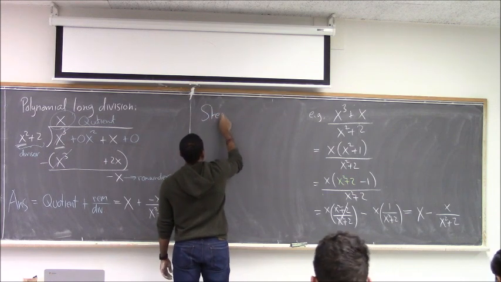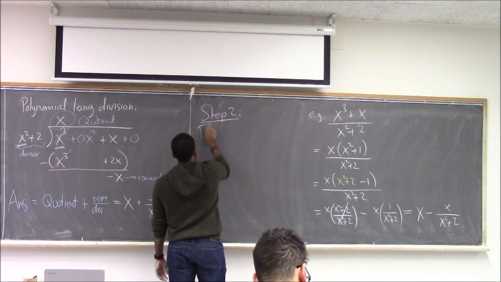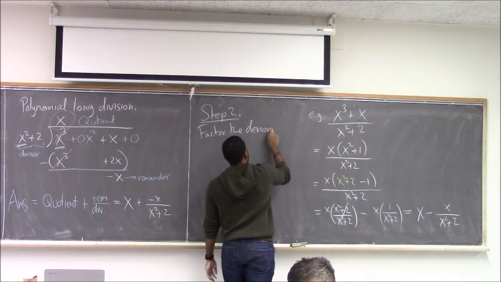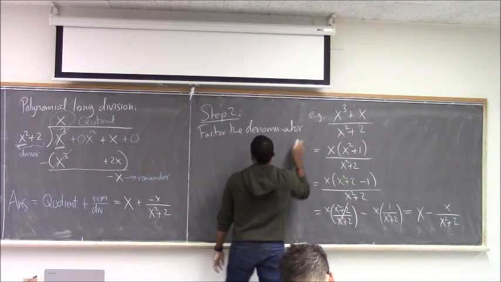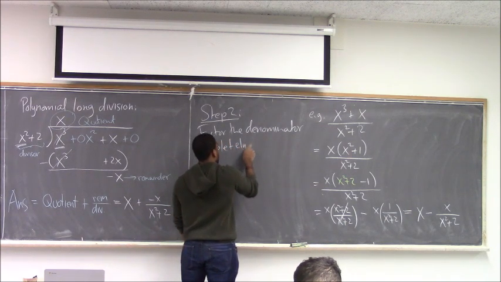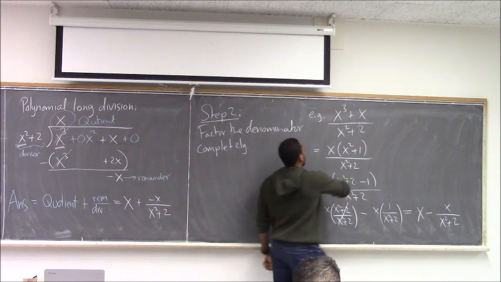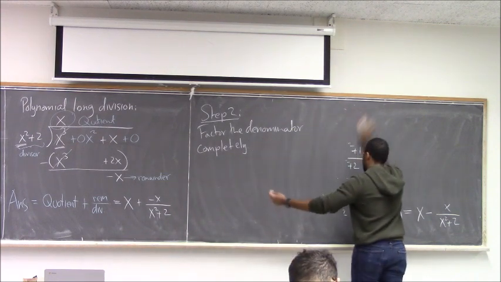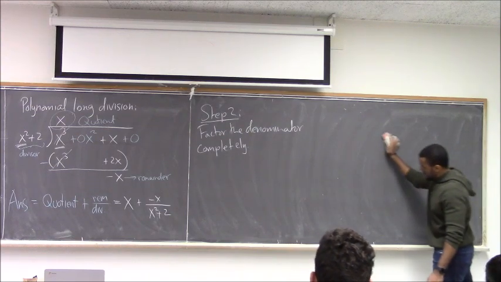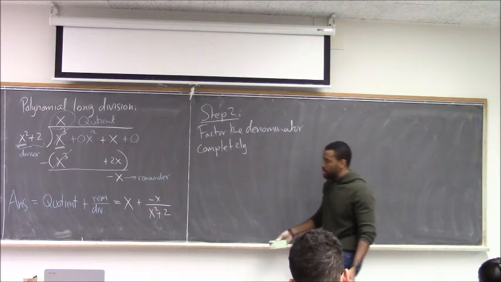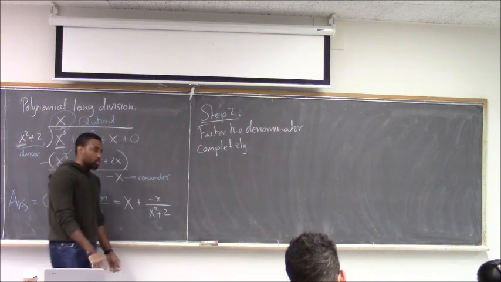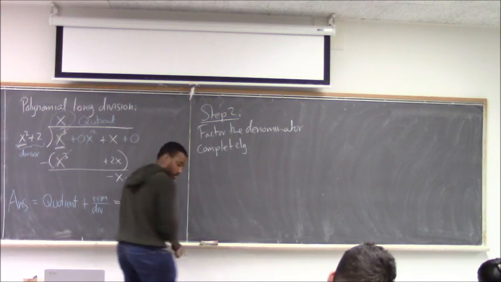Step two. You're going to factor the denominator completely. So here, I mean factor in the sense that you learned in Math 195. I expect you to remember all your factoring techniques: difference of squares, difference of cubes, sum of cubes, AC method, factor by grouping, all that good stuff.